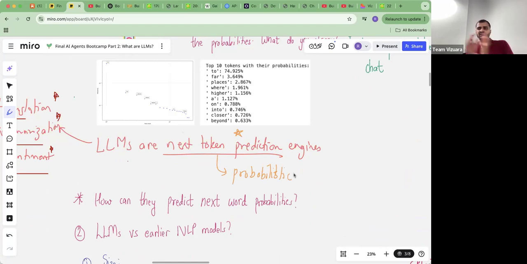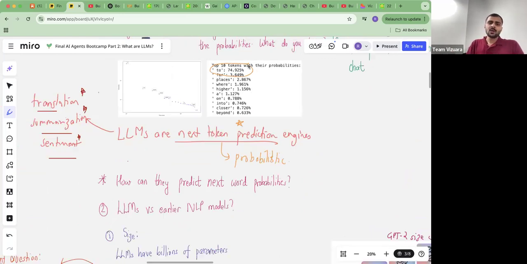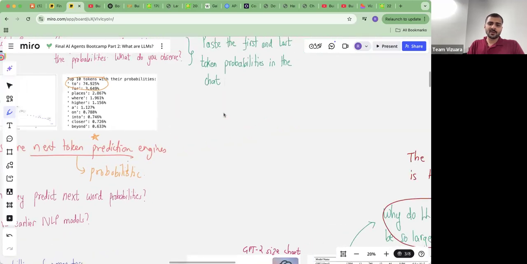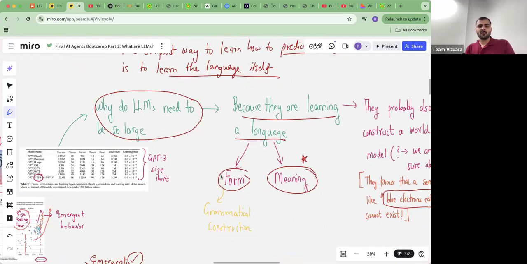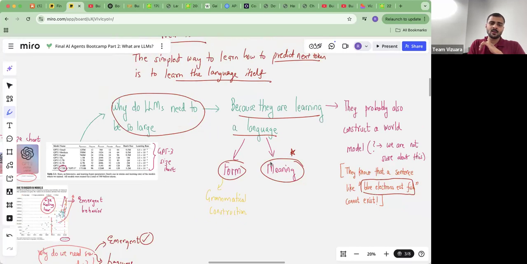So they have a certain confidence score of what the next token should be, and they choose the next token with the highest confidence or the highest probability of being the next token. Now, while we pre-train a language model for predicting the next token, they learn the language itself as a byproduct, which is the form and the meaning of the language.